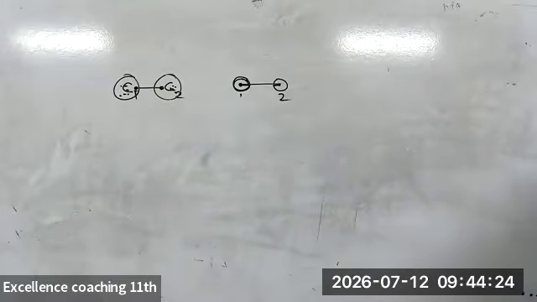Metallic radius. Just see, I'm reading it again. In case of a metal, a large number of atoms are closely packed and are held by metallic bonds. It is defined as half of the internuclear distance between two neighboring atoms of a metal in a metallic crystal.